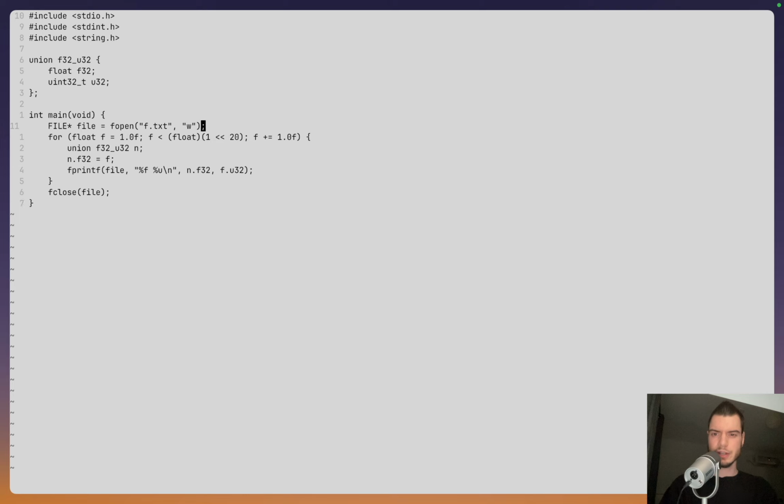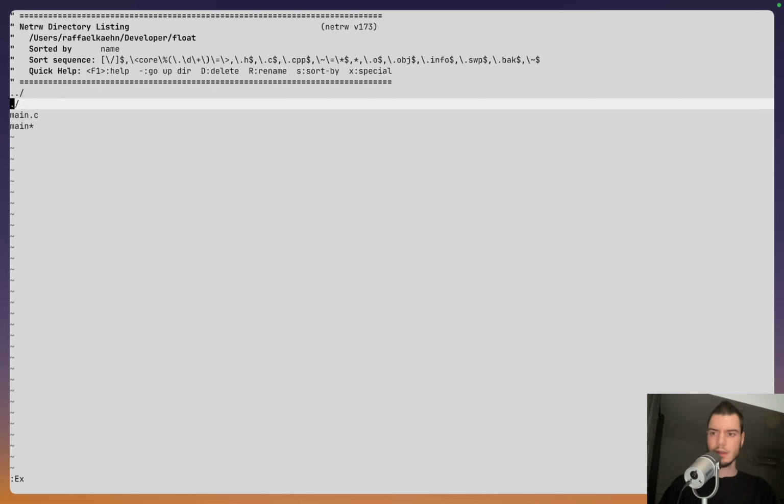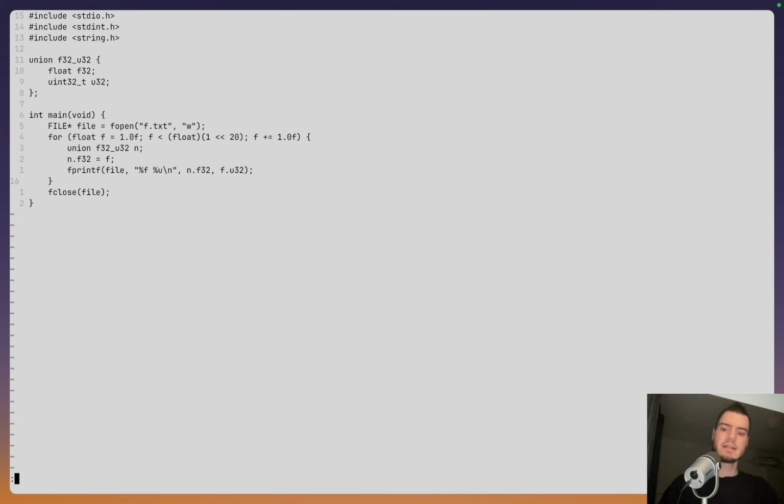Let me just check this over. Start at 1, go up to about 1 million. Increment by 1. And we're printing to the file. That looks okay. Actually, I can stay in here. And let's just run this. Actually, can I just... Let's just type this again.